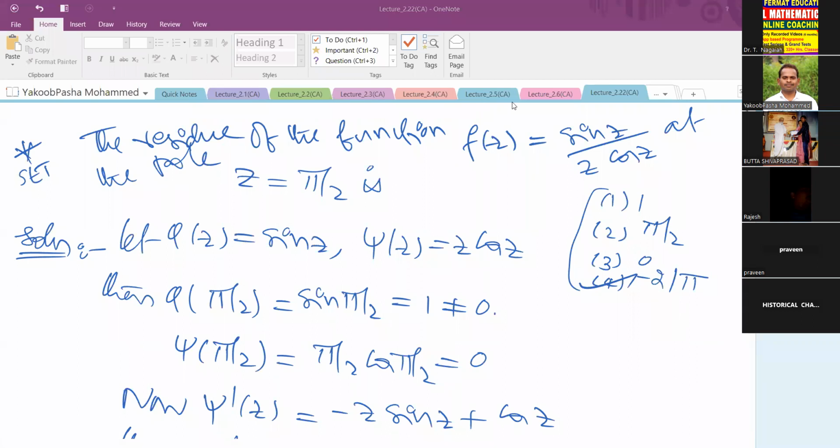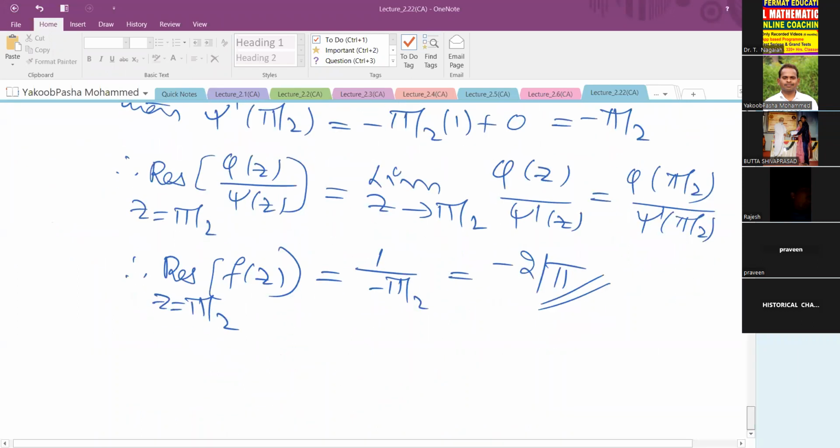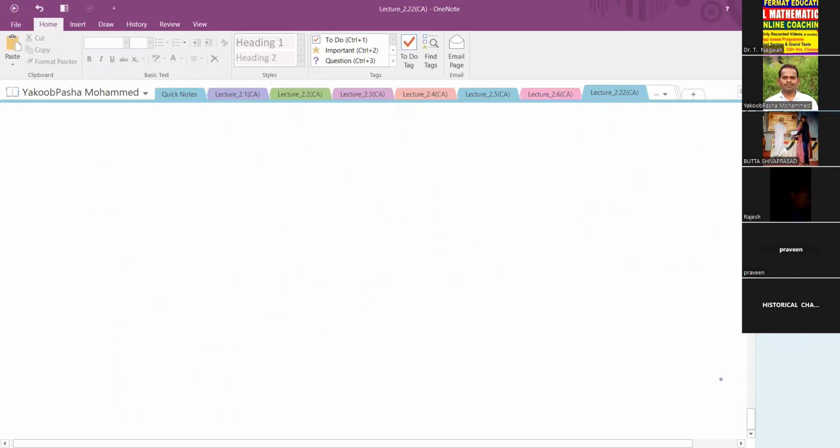Now I'm taking another problem here. It is from CSIR and also a SET problem of another state. I'm just taking a simple problem. SET and also this NET problem.